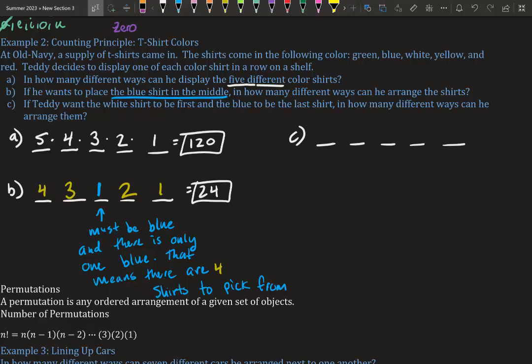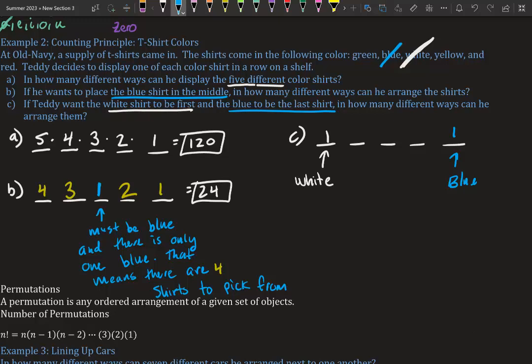Alright, so Teddy is super specific here. The white shirt must be first. There's only 1 white shirt. Alright, we put it down. We can't put it down again because there's only 1 white shirt. Then the blue shirt must be last. There's only 1 blue shirt. We put it down. We can never pick it again.